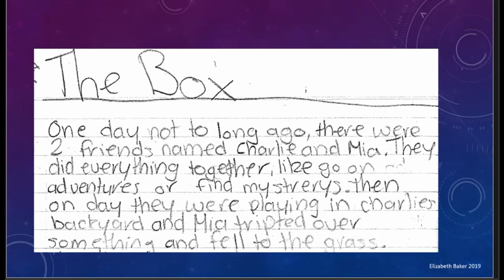You could even talk about capitalization of proper nouns. I can see that you've capitalized Charlie and Mia up here, but you haven't down here. Why is that? The student might not understand that capitalization of proper nouns is an important thing and why we use it and when we use it. And you can really pull that learning out of that student as you're having this conference with them.